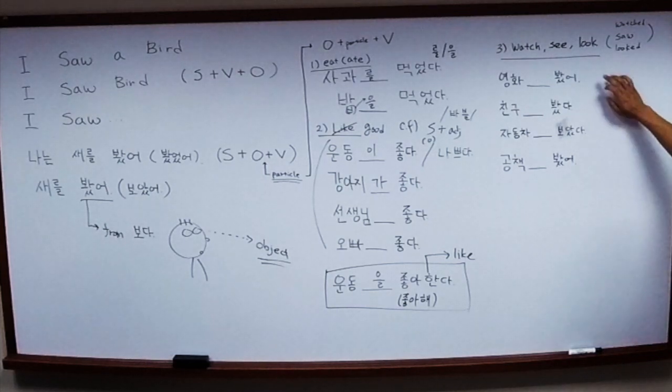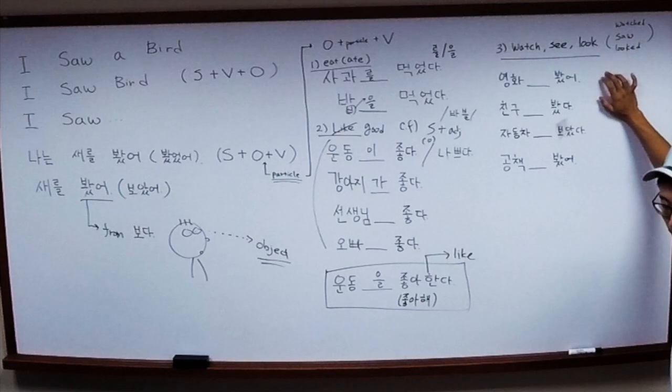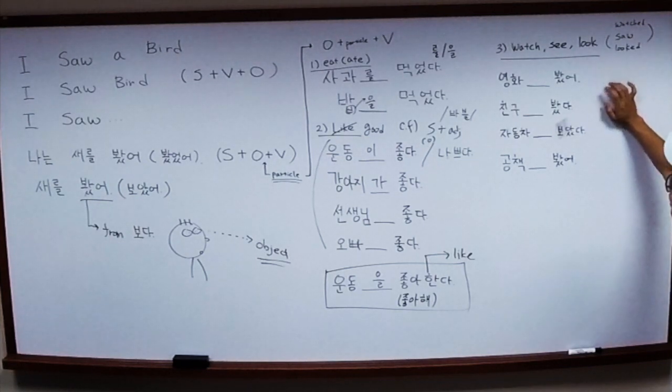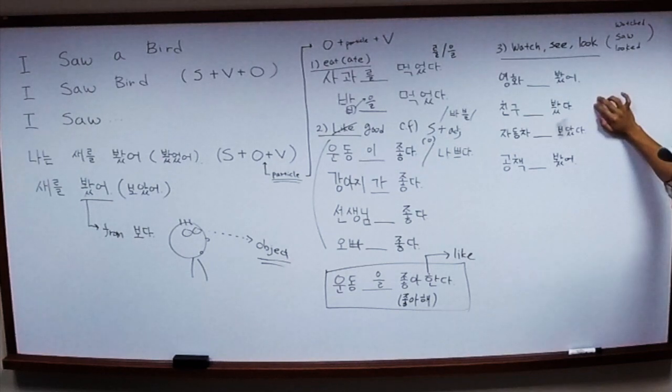Okay, want to try this? 영화를 봤어. 그렇지. 영화를 봤어. Very good. 마야? 친구를 봤어. 친구를 봤어 or 봤다? The same thing. 봤어, 봤다. Those are the same thing.